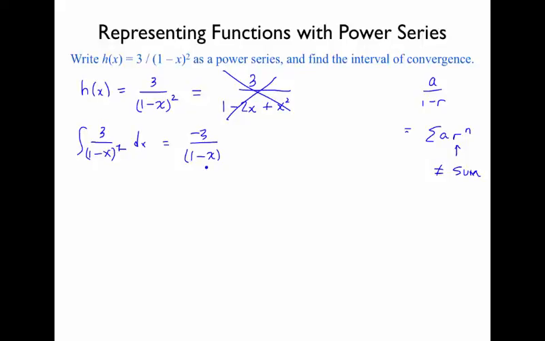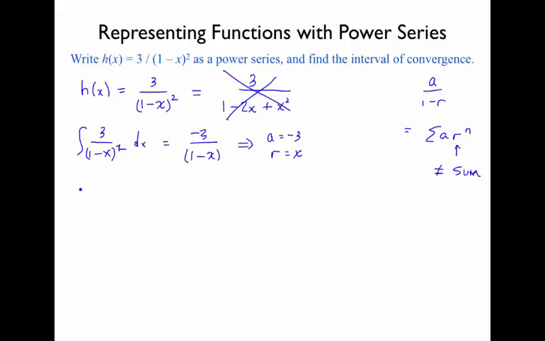What about this? Can we find the power series for this? Yes. And once we find the power series for this, what will we do to get h of x? Differentiate. Take the derivative, because this is the antiderivative of what we want. So we can find the power series for this and take its derivative, and that'll be h of x. Pretty cool, huh? All right, so this is a pretty easy one here. A equals -3. R equals x. So that's pretty simple.